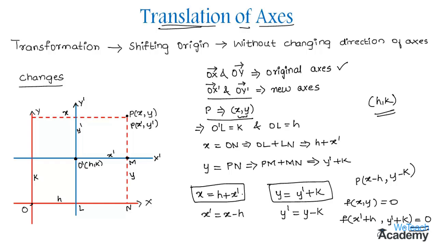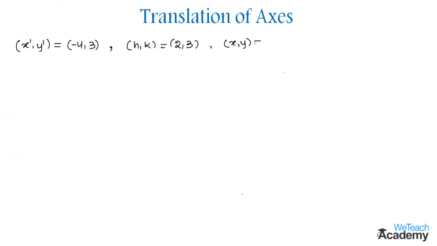Now let us proceed and discuss one more example. Here we need to find the coordinates of point P in the original axis, which is x, y. The formula for this is x equal to x dash plus h, whereas y is equal to y dash plus k. By substituting the values, we get x equal to the value of x dash, which is minus 4, plus the value of h, which is 2. That is minus 4 plus 2, which is minus 2. So this is the value of x.